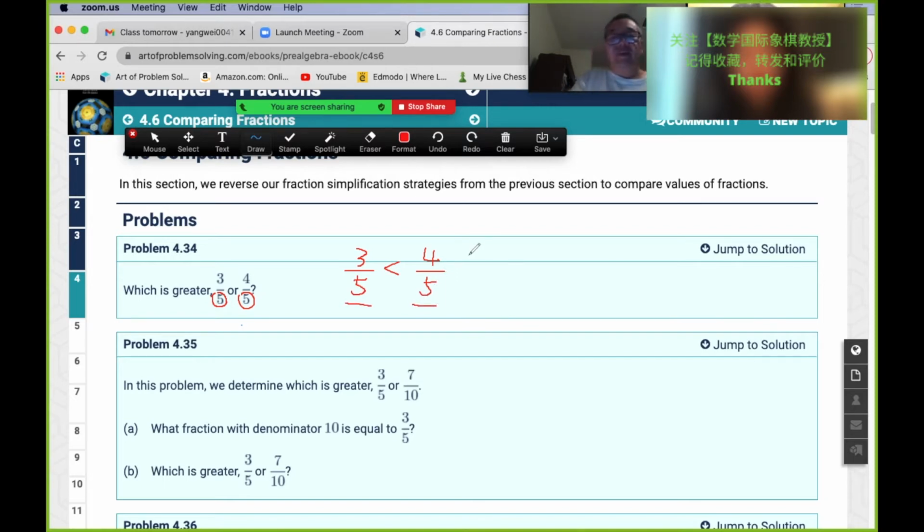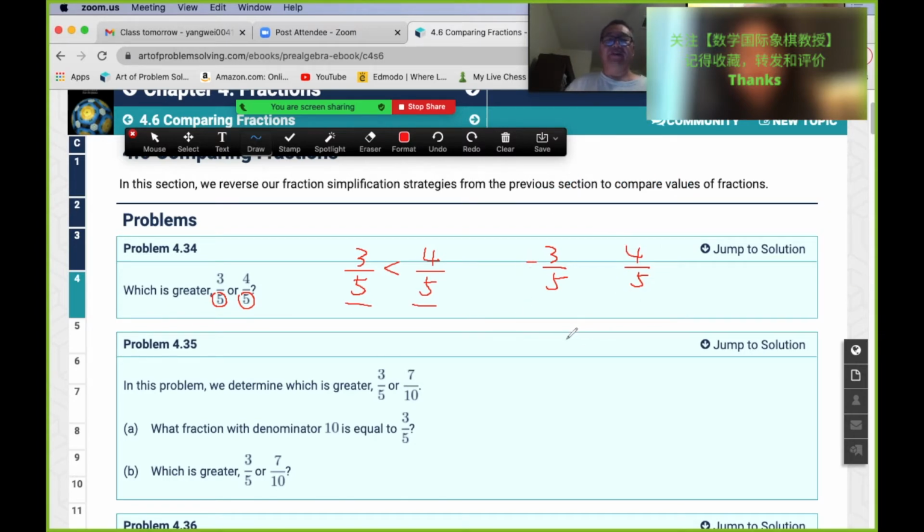Now, if one of the two fractions is negative, let me change this one: negative 3 over 5 and this one is 4 over 5. Now, which one's bigger? This one, definitely. The positive fraction is always greater than the negative fraction. You don't need to consider whether the denominator is the same or whatever. Just write: positive fraction is greater than negative fraction.